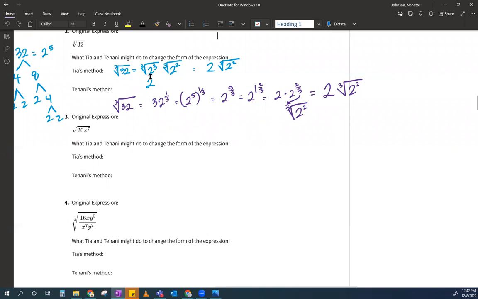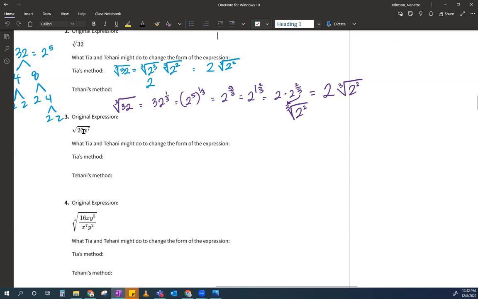Tia is always going to break it down into parts that you could easily take the square root of, if that makes sense. So if I think about 20 and I think about x to the 7th, does anybody see any perfect sets of anything? Yeah, there's a bunch of stuff in here.